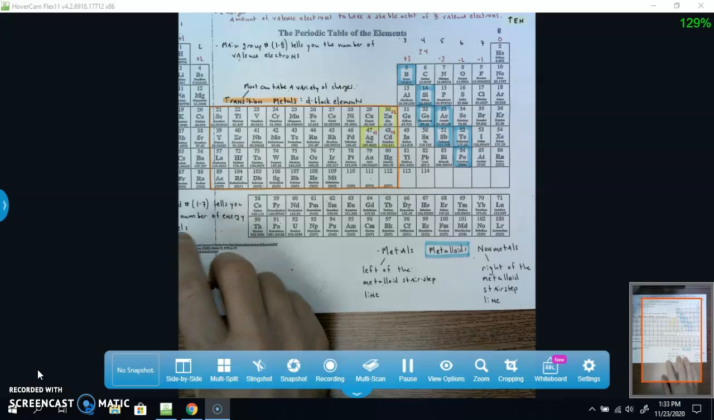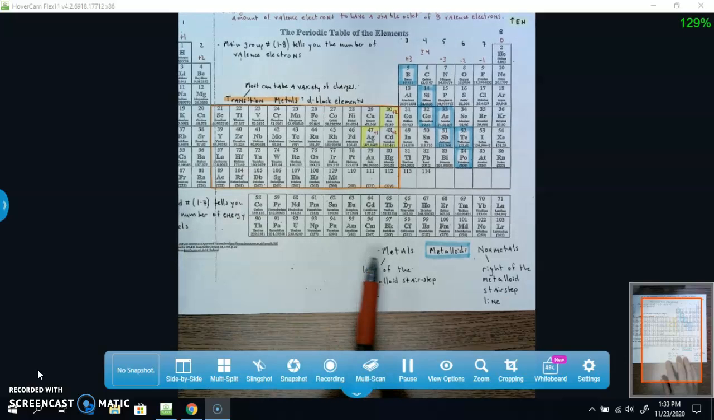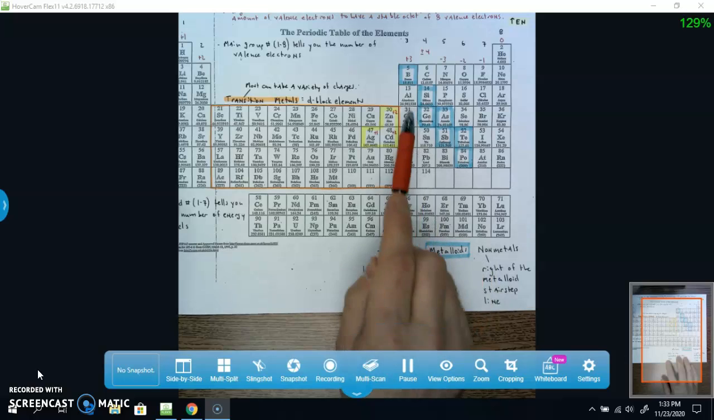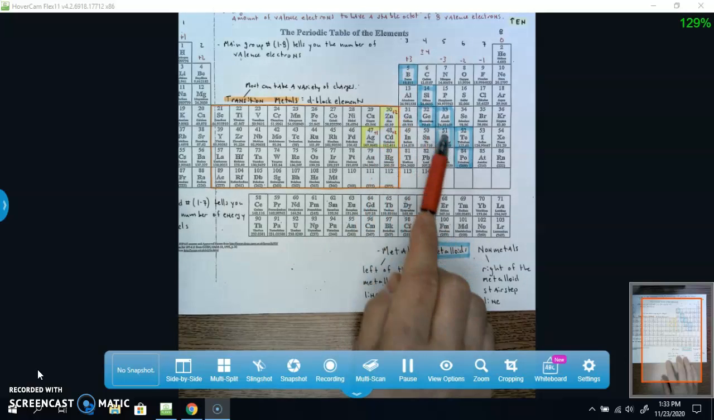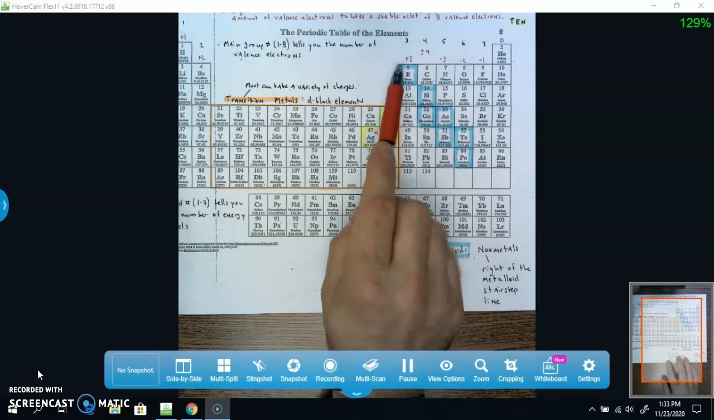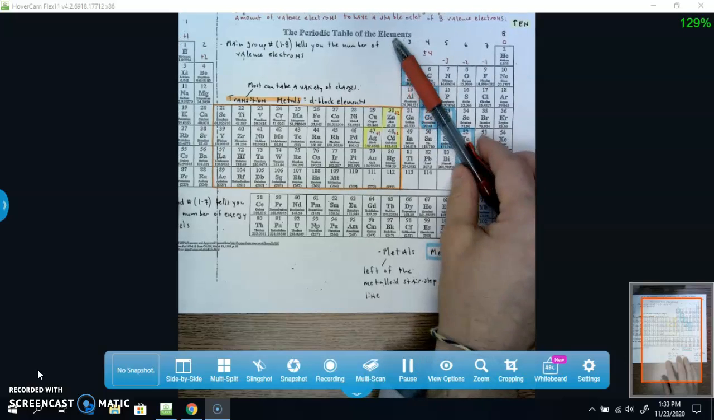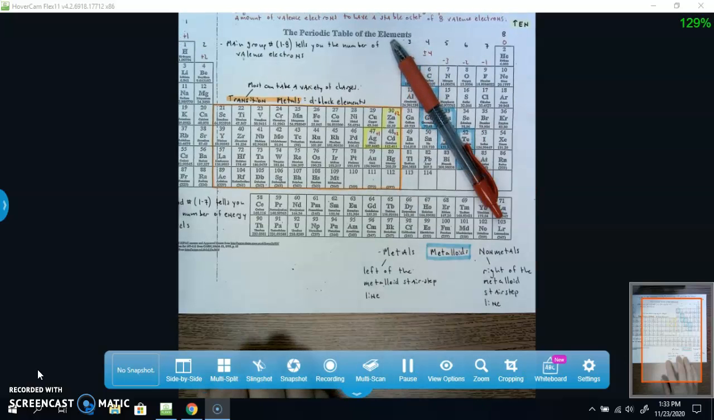To start with some review of the periodic table, remember metals are on the left of the periodic table and nonmetals are on the right of the periodic table. It's all relative to the metalloid stair-step line, which we have highlighted in blue here. So you can see there are about 7 metalloids on the periodic table. And to the left, we have the metals, and to the right, we have the nonmetals.